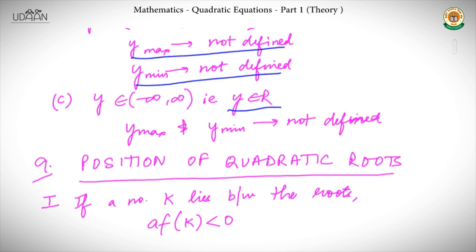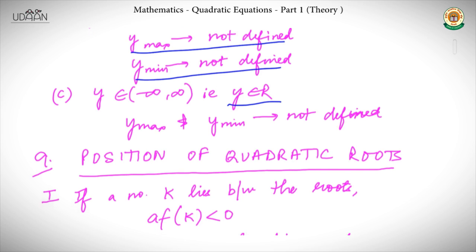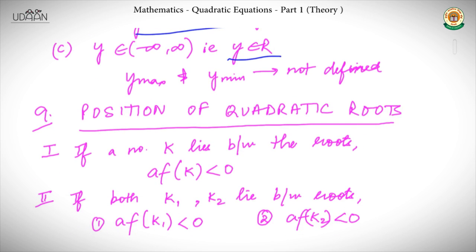That is, we determine the position of the roots compared to any two given numbers k1 and k2. For that, we see the first case: if a number k lies between the roots, that is, let alpha and beta be the roots of the quadratic equation, then the condition should be a into f of k is less than 0, where we know obviously f of x is equal to a into x minus alpha into x minus beta.